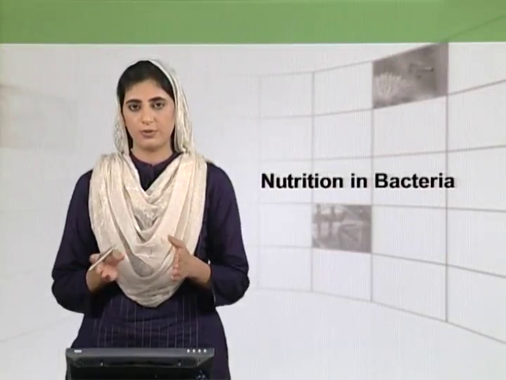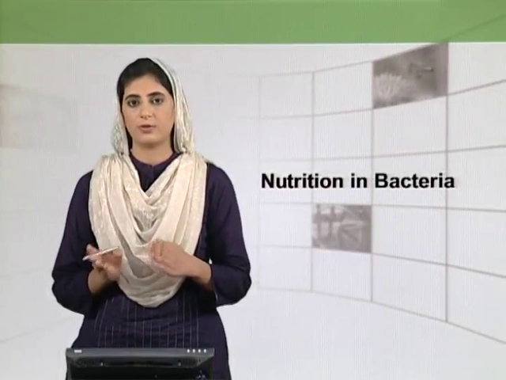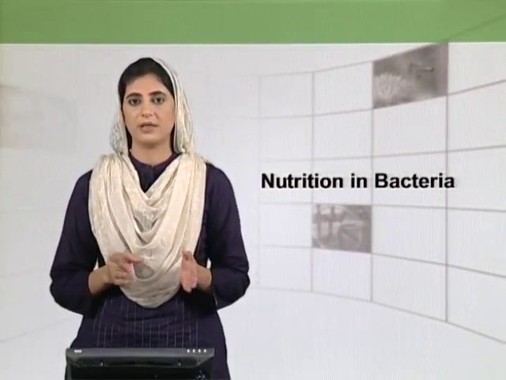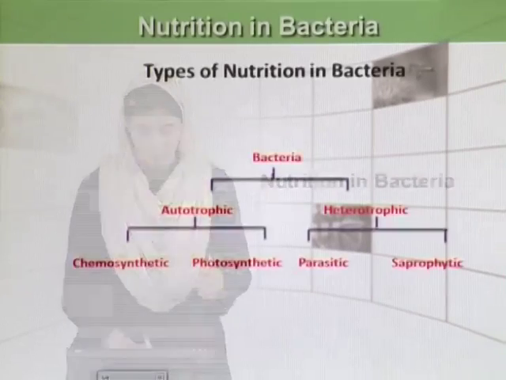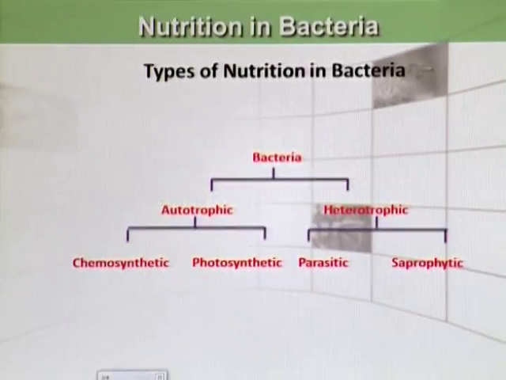Bacteria, like other organisms, need energy from nutrients to carry out their important processes like growth, development and reproduction. So bacteria have two basic types of nutrition: number one is autotrophic and number two is heterotrophic.